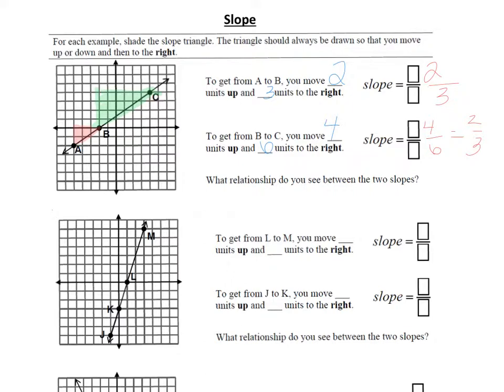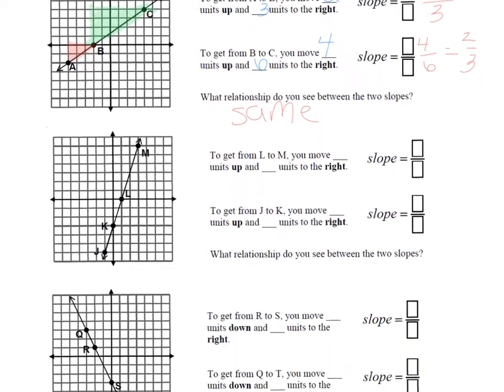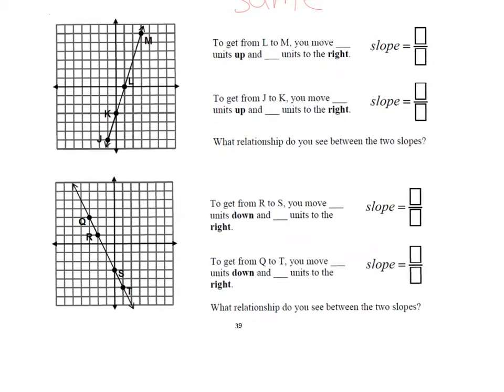So what relationship do we see between the two slopes? Well, we got the same relationship. It's the same ratio. They're equal. Okay? And again, if it's a straight line, and it should be, you should always get the same relationship. Let's test that theory out on this example.